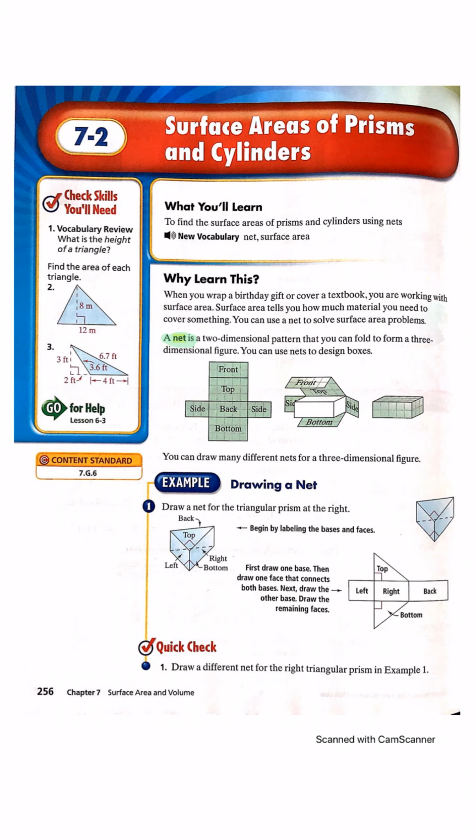Okay, so what happened here in this demonstration is that they took what I did and unfolded it so that it broke apart each side, giving you a little bit more of a visual. So now an example, drawing a net. Draw a net for the triangular prism at the right. So first, begin by labeling the base and the faces. So that's what I did when I did it in the video. The front, the back, the top, the sides. So first, draw one base.